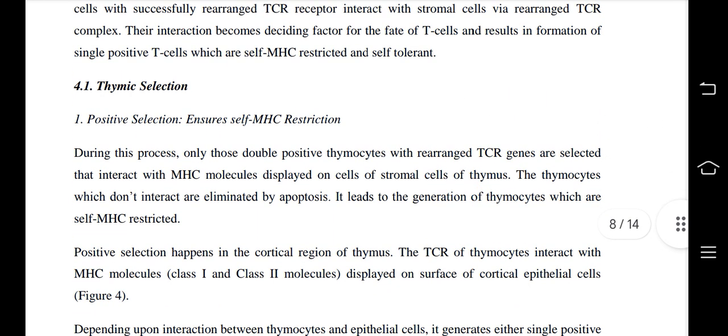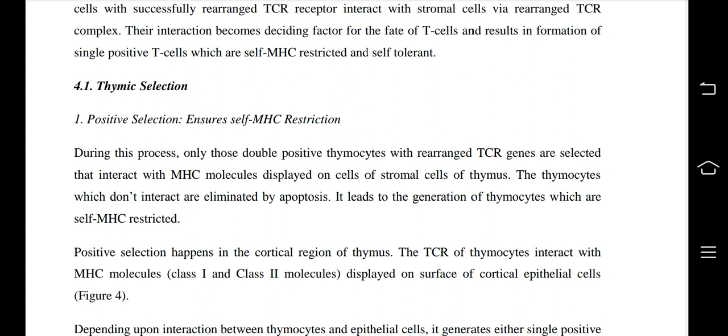Thymic selection. Positive selection ensures self-MHC restriction. During this process, only those double positive thymocytes with rearranged TCR genes are selected that interact with the MHC molecule displayed on stromal cells of the thymus. The thymocytes which don't react are eliminated by apoptosis, which leads to generation of thymocytes which are self-MHC restricted. Positive selection happens in the cortical region of the thymus.